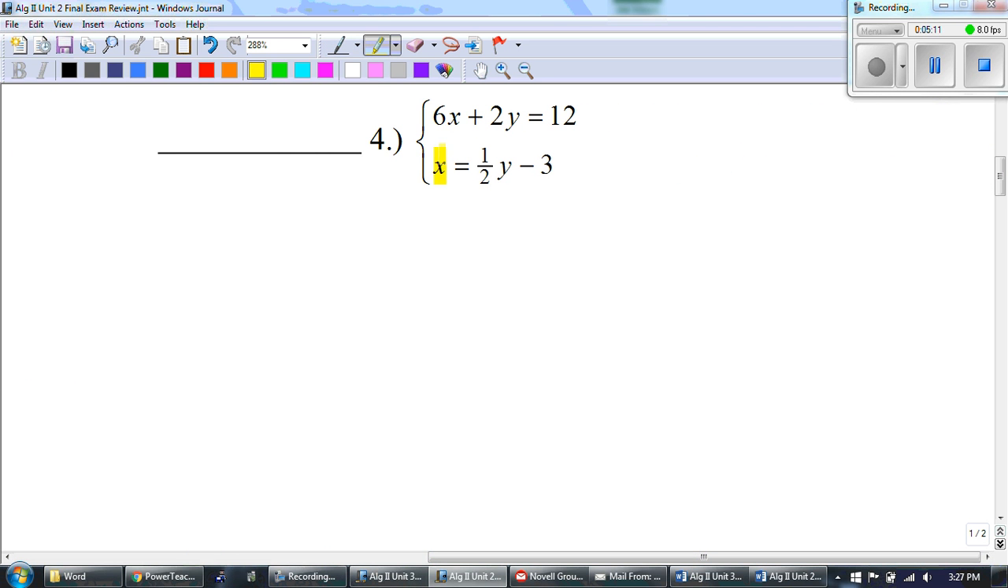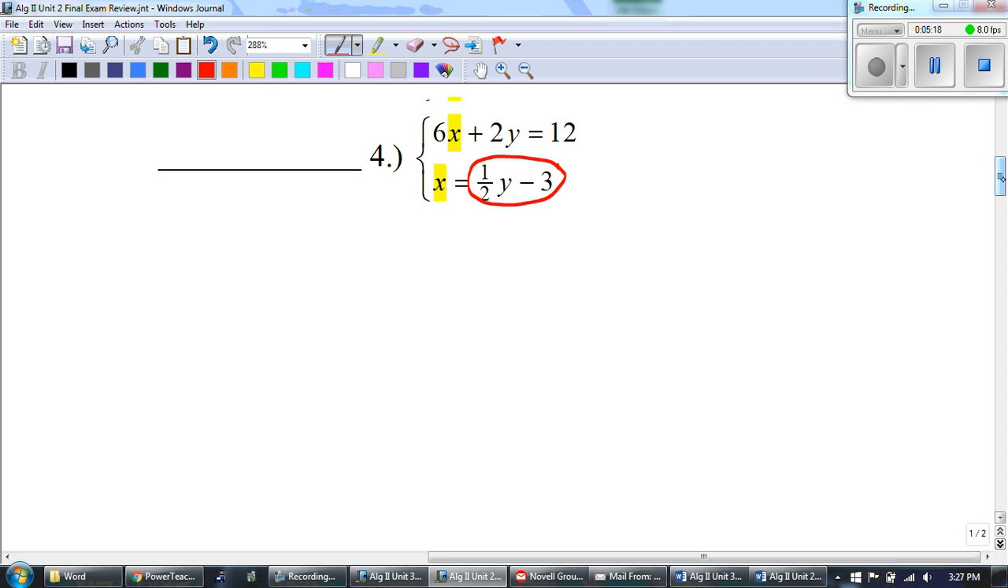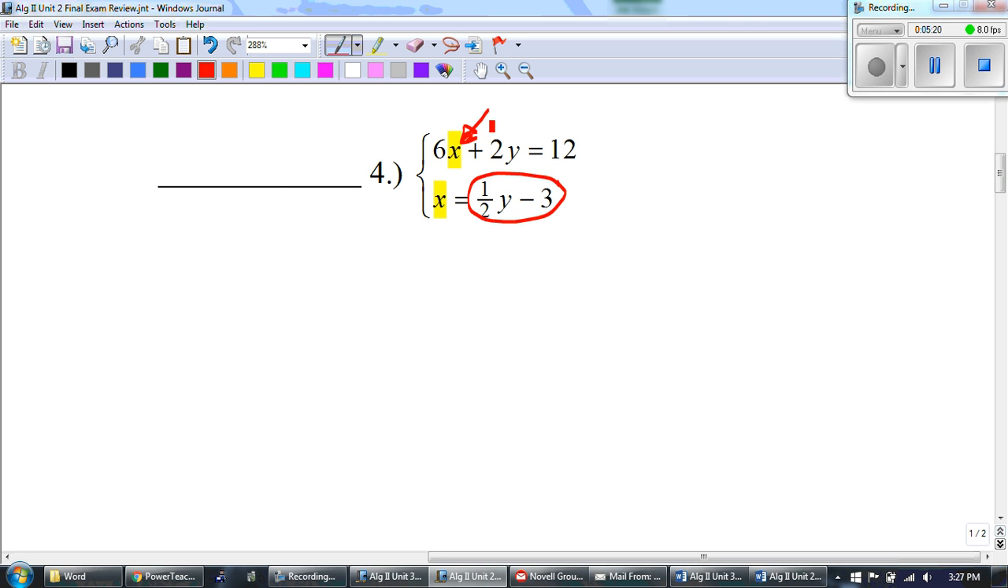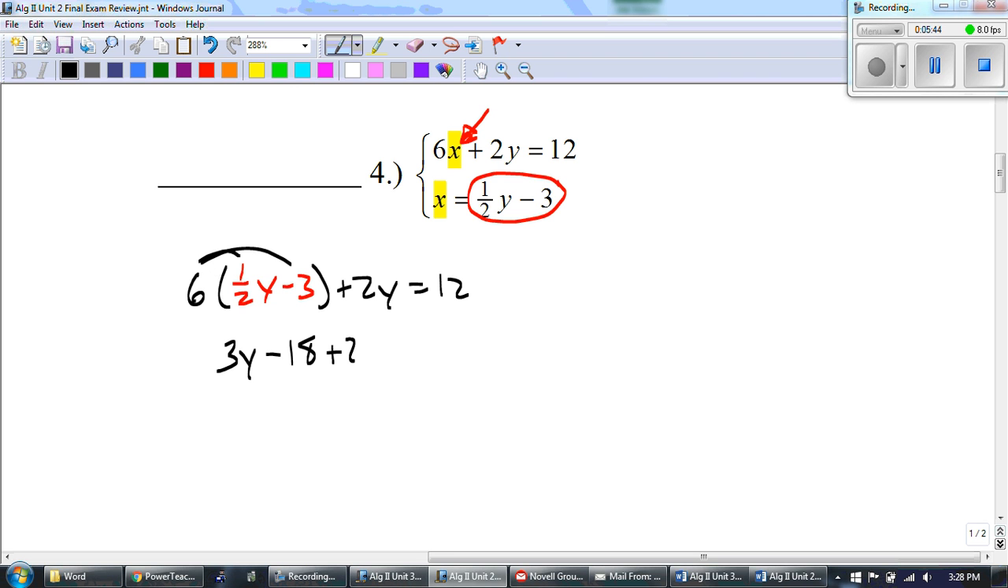Okay, and number 4, the x is by itself, so I circle what it equals, and then that's where I'm going to plug everything in. Okay, so I have 6 times 1/2 y minus 3 plus 2y equals 12. So I need to distribute 6 times 1/2, or half of 6. Half of 6 is 3. 6 times negative 3 is negative 18.